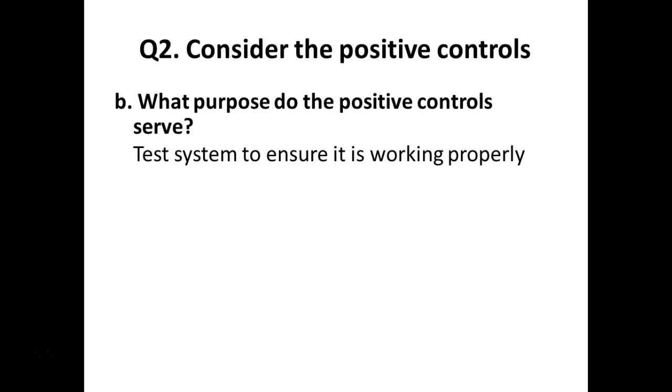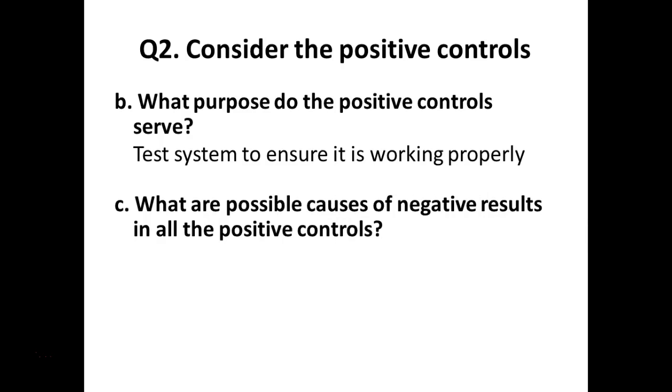The positive control is the primary antibody? Yes, primary antibody. So we want to make sure our test is working properly, right? What are the possible causes of negative results in our positive controls? That's not good, right? In the case of the pregnancy test, it's going to tell you to throw it out and do a new one, right? Our test results are null and void, right?